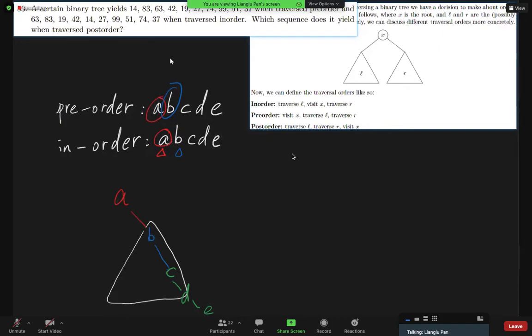So let's spend about 2 minutes, try to reconstruct the original tree, and then we try to do it together and find out the post-order traversal sequence.